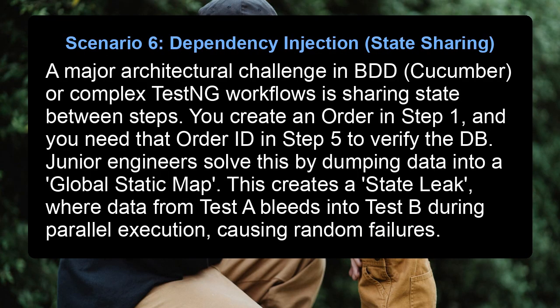Scenario 6, Dependency Injection, State Sharing. A major architectural challenge in BDD Cucumber, or complex TestNG workflows, is sharing state between steps. You create an order in step 1, and you need that order ID in step 5 to verify the DB. Junior engineers solve this by dumping data into a global static map. This creates a state leak, where data from test A bleeds into test B during parallel execution, causing random failures.